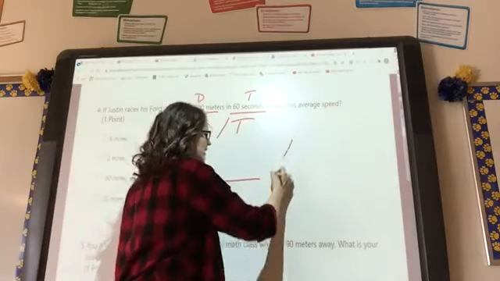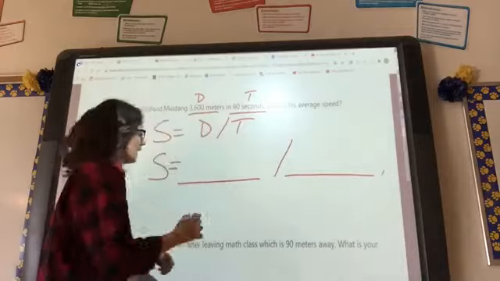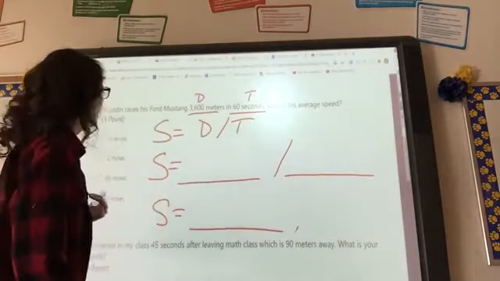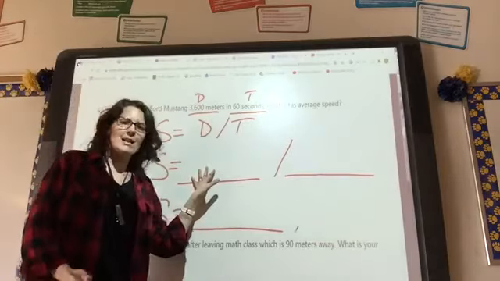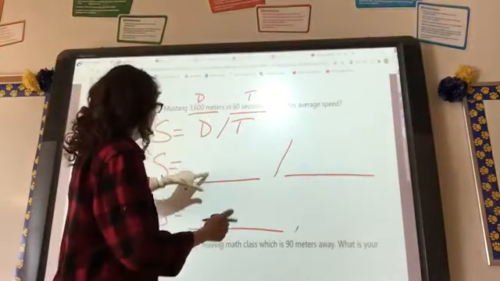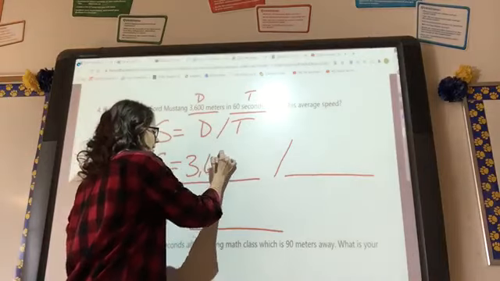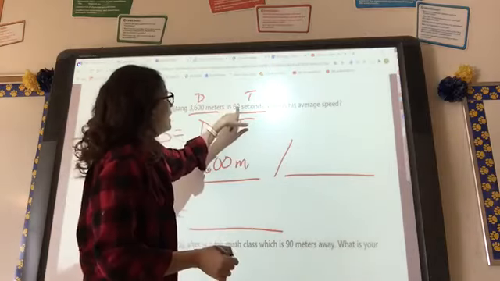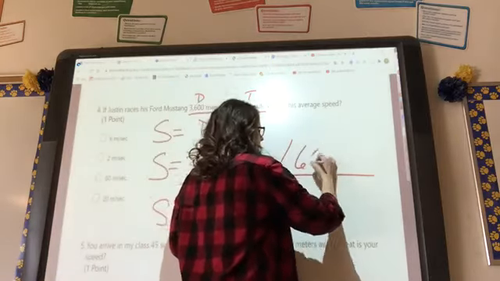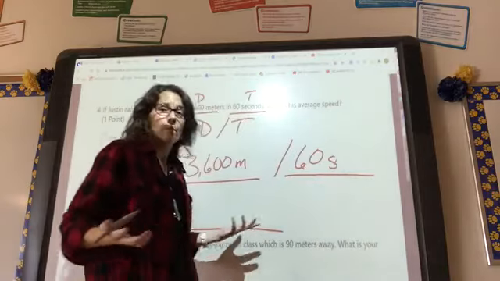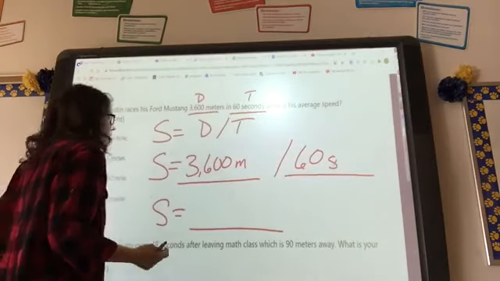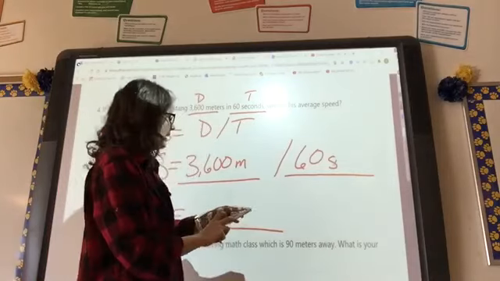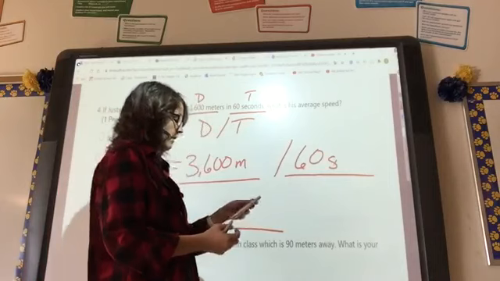There's a spot for our distance, spot for our time, and then I'll put S equals, that's where we can write our answer, okay? So now all we have to do is bring our numbers down, just like all the rest of these. Distance equals 3,600 m for meters, and in 60 seconds, there's an S for seconds, and we just need to plug it into our calculator. So we've got 3,600 divided by 60, and that equals 60.